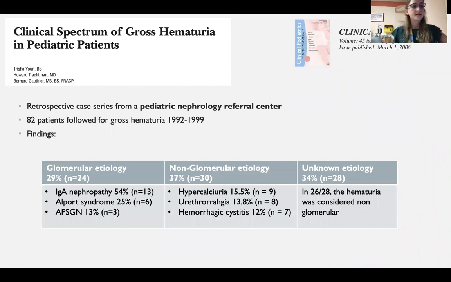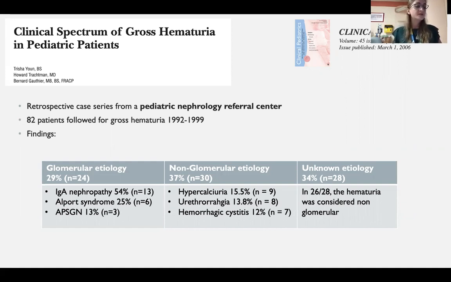This is the third and last paper about the same topic. This was done in New York, and it's a retrospective study done in a pediatric nephrology referral center. So it was expected to have a bigger proportion of glomerular disease. They looked at the medical records of 100 patients followed for gross hematuria between 1992 and 1999, out of which only 82 patients had a complete clinical evaluation and were included in the actual paper.